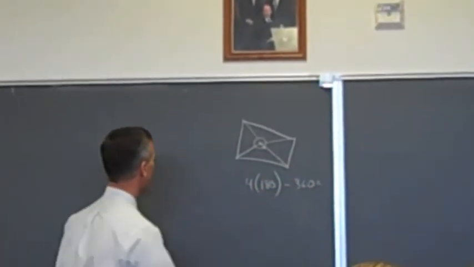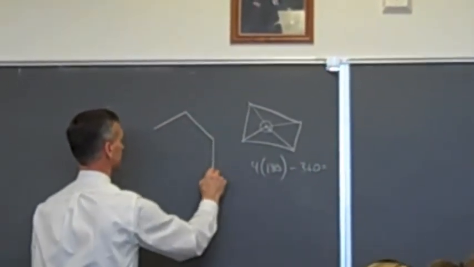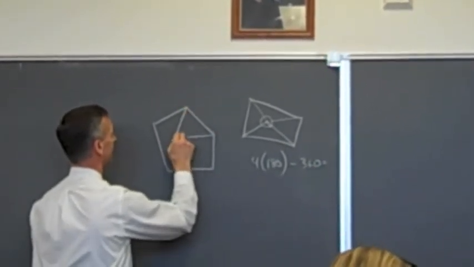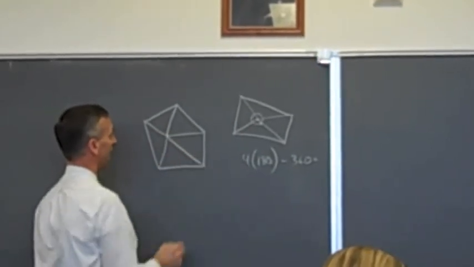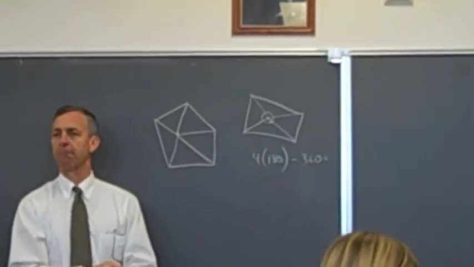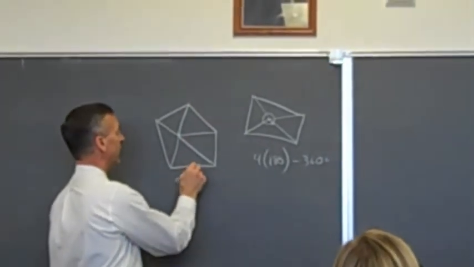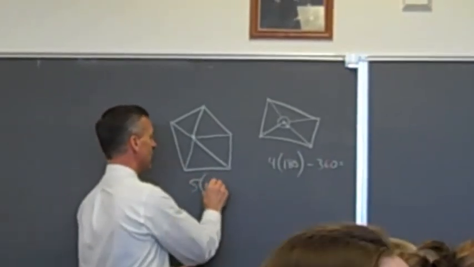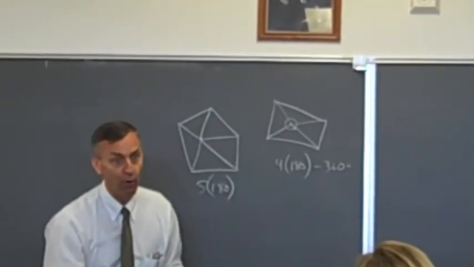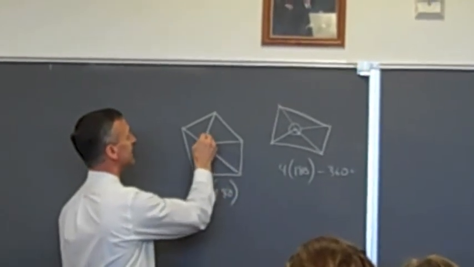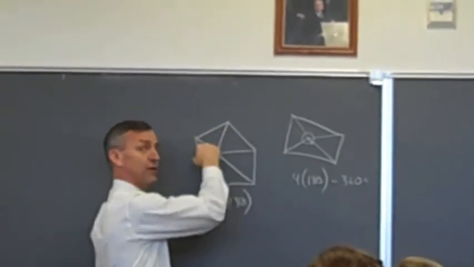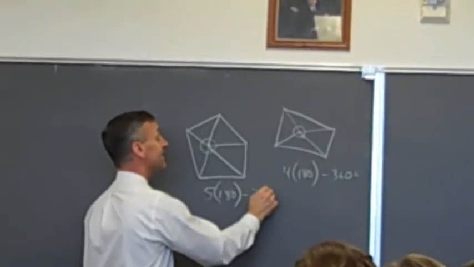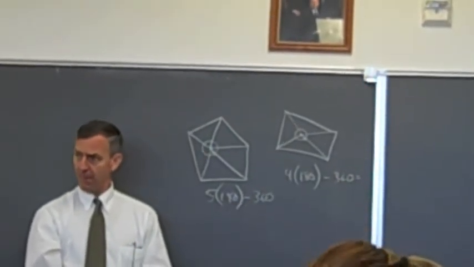Do the math. Let's do a pentagon. Put a point anywhere in the middle. Connect all of the vertices. How many triangles will be formed? 5. Each one of them measures how much as their interior sum? 180. So that should give me the total, right? No. I've got these angles in here that aren't part of my interior measure. And how much is that? So if I took 360 away from that, I would get the right answer.